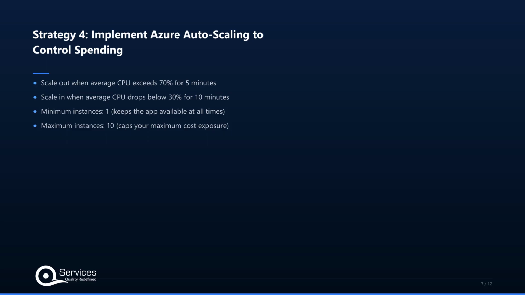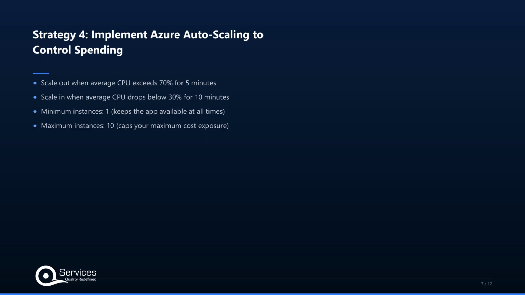Setting up Azure Autoscaling. Azure Virtual Machine Scale Sets and Azure App Service both support autoscaling with metric-based rules. A basic configuration looks like this. Scale out when average CPU exceeds 70% for 5 minutes. Scale in when average CPU drops below 30% for 10 minutes. Minimum instances: 1. Keeps the app available at all times.